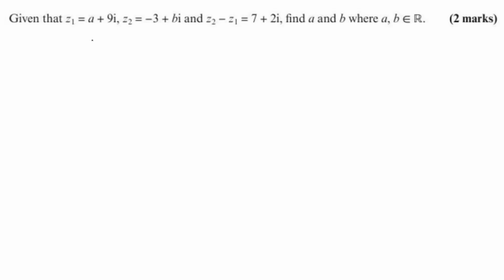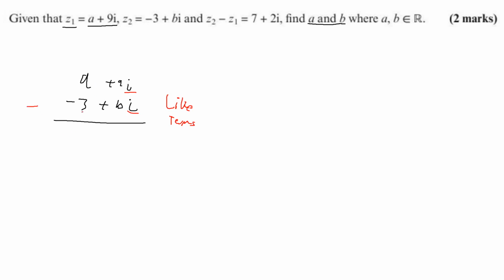Now let's look at this example. Z1 is equal to a plus 9i, and Z2 is minus 3 plus bi. So, given that Z2 minus Z1 is equal to 7 minus 2i, how are we going to find what a and b are? The important thing to note, people, is just like if this were x's and y's, we have to add the like terms, okay?